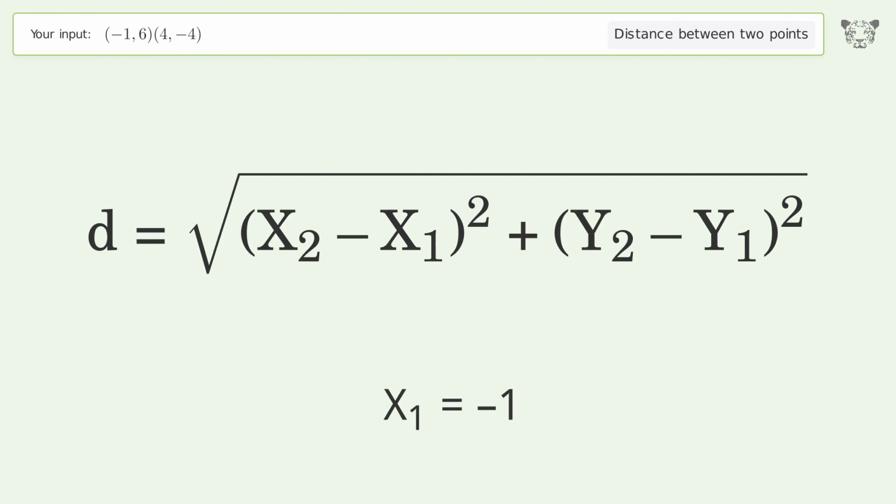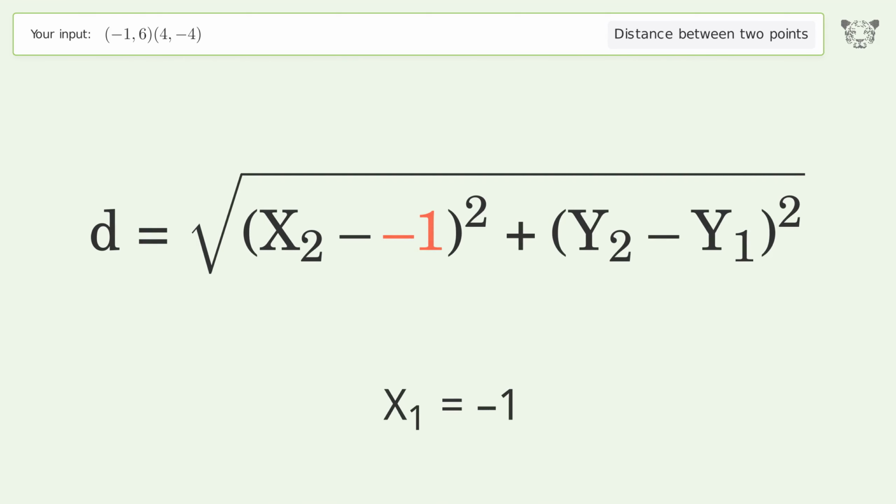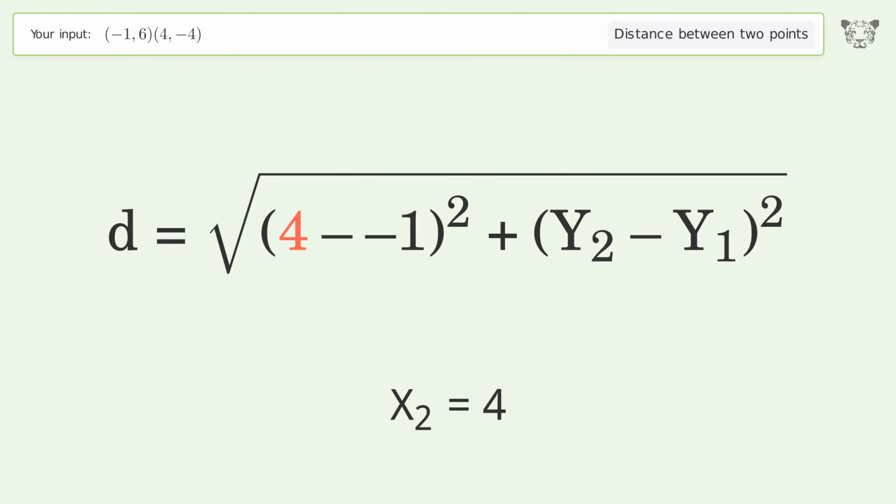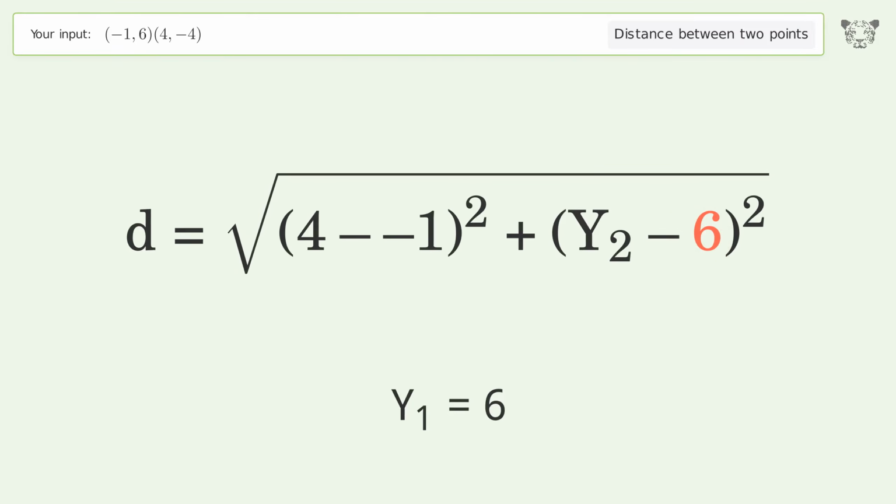x1 equals -1. x2 equals 4. y1 equals 6. y2 equals -4.